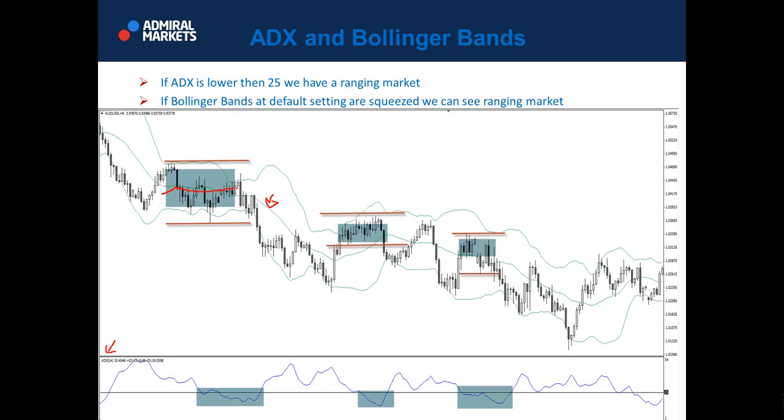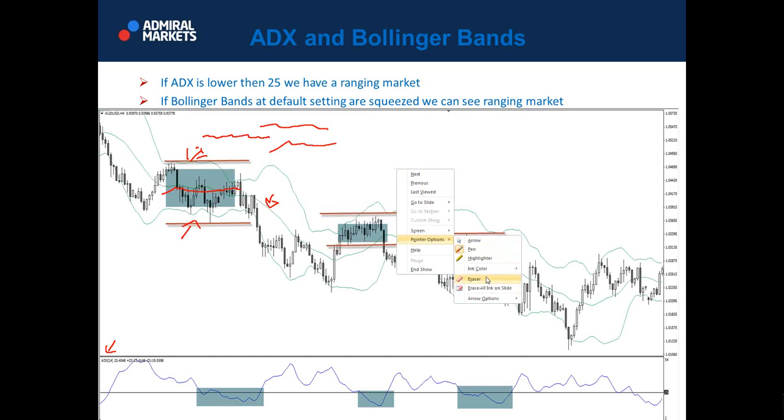You can see how flat it is. Also, the upper and lower Bollinger Bands are squeezed, and they are going sideways. So this is the sign of a ranging market. ADX is below 25, Bollinger Bands are squeezed, and the middle line is going sideways.